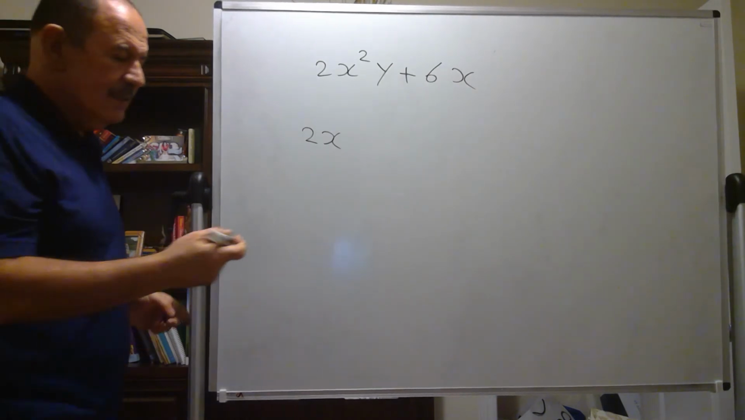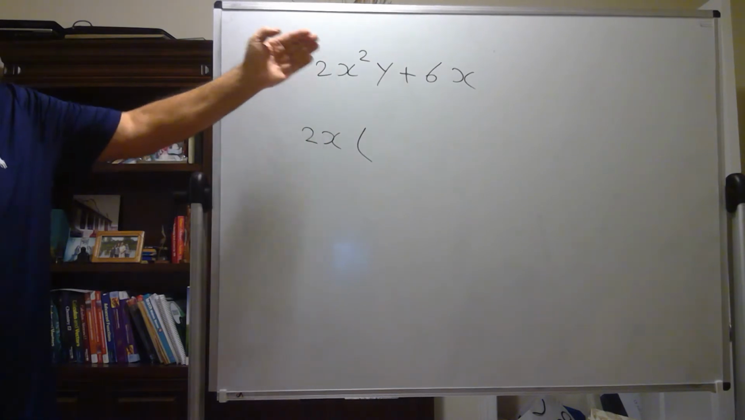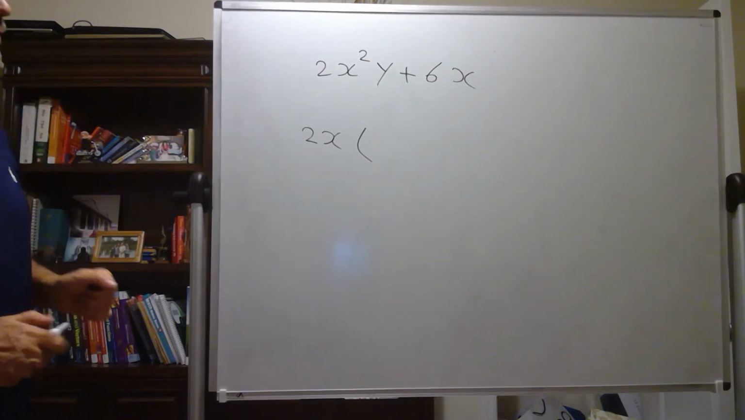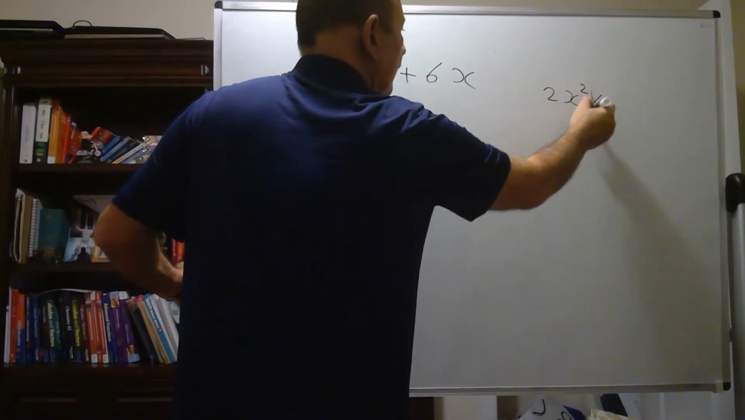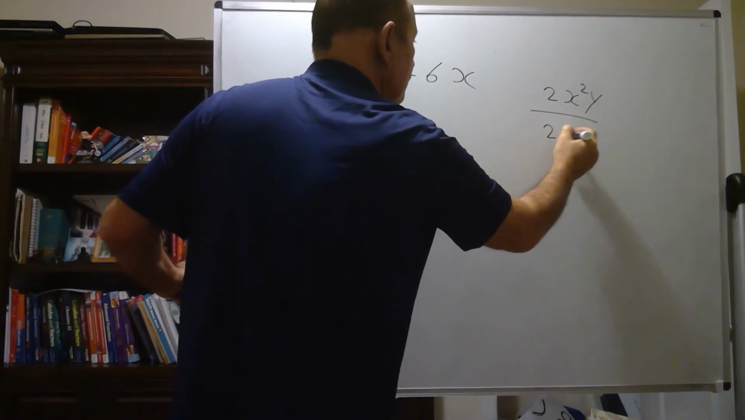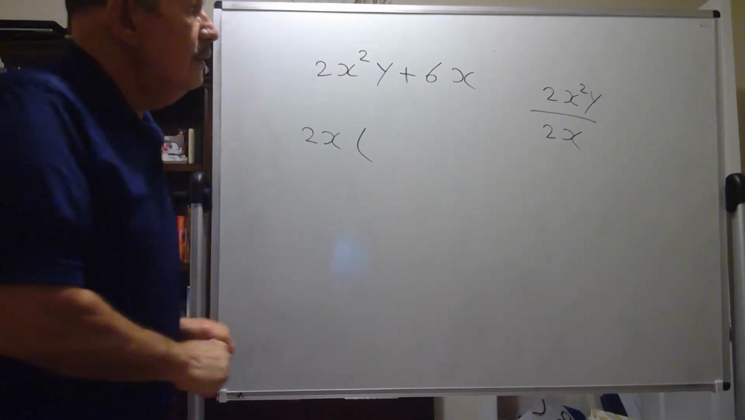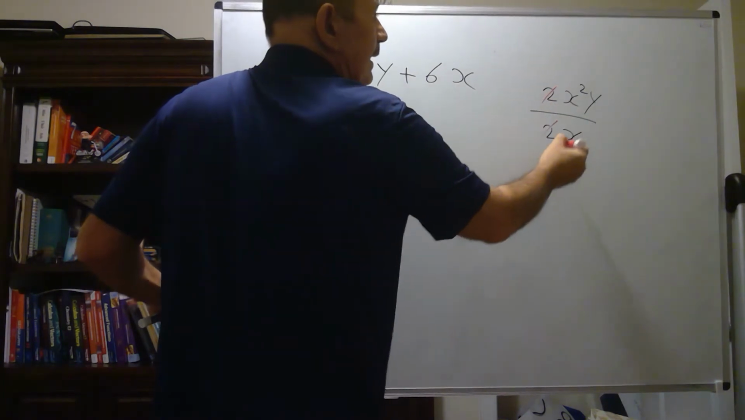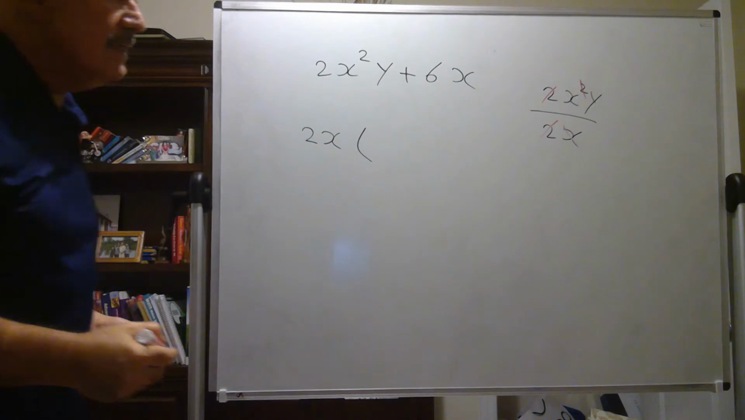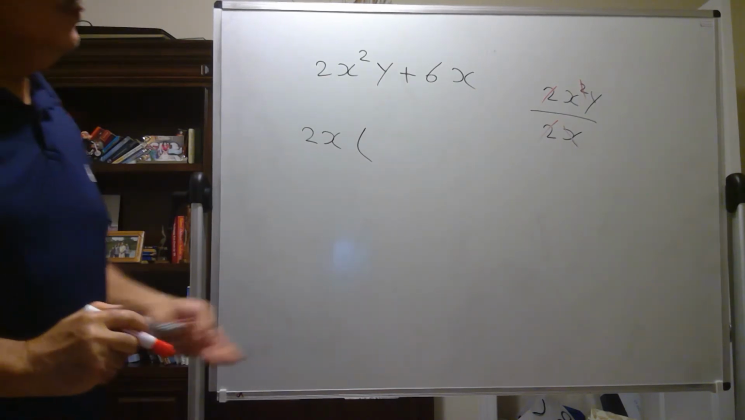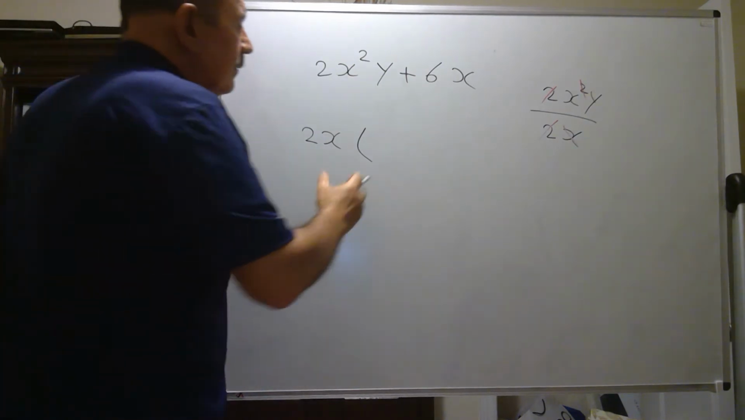Now, after finding the GCF, open the bracket and divide each of the terms by the GCF. If I divide 2x squared y by the GCF, which is 2x, then what's gonna happen? These two and these two cancel each other. This x and this x squared cancel each other. Remainder gonna be x. So what is the total remainder? It's gonna be xy.